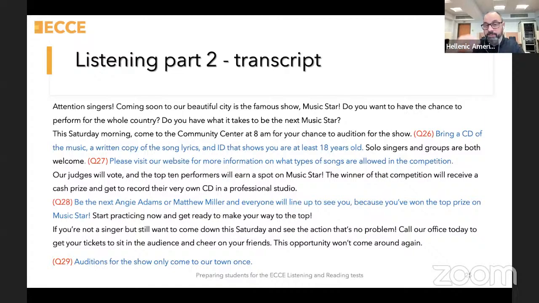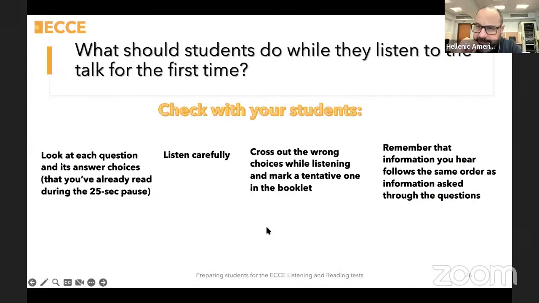The second time will hopefully be much easier. So the students need to look at the question and the answer choices, but especially the questions at the very beginning. Listen carefully, of course, cross out the wrong choices while they're listening, and mark maybe an answer that they're perhaps not 100% sure about. And of course, listen carefully once more.